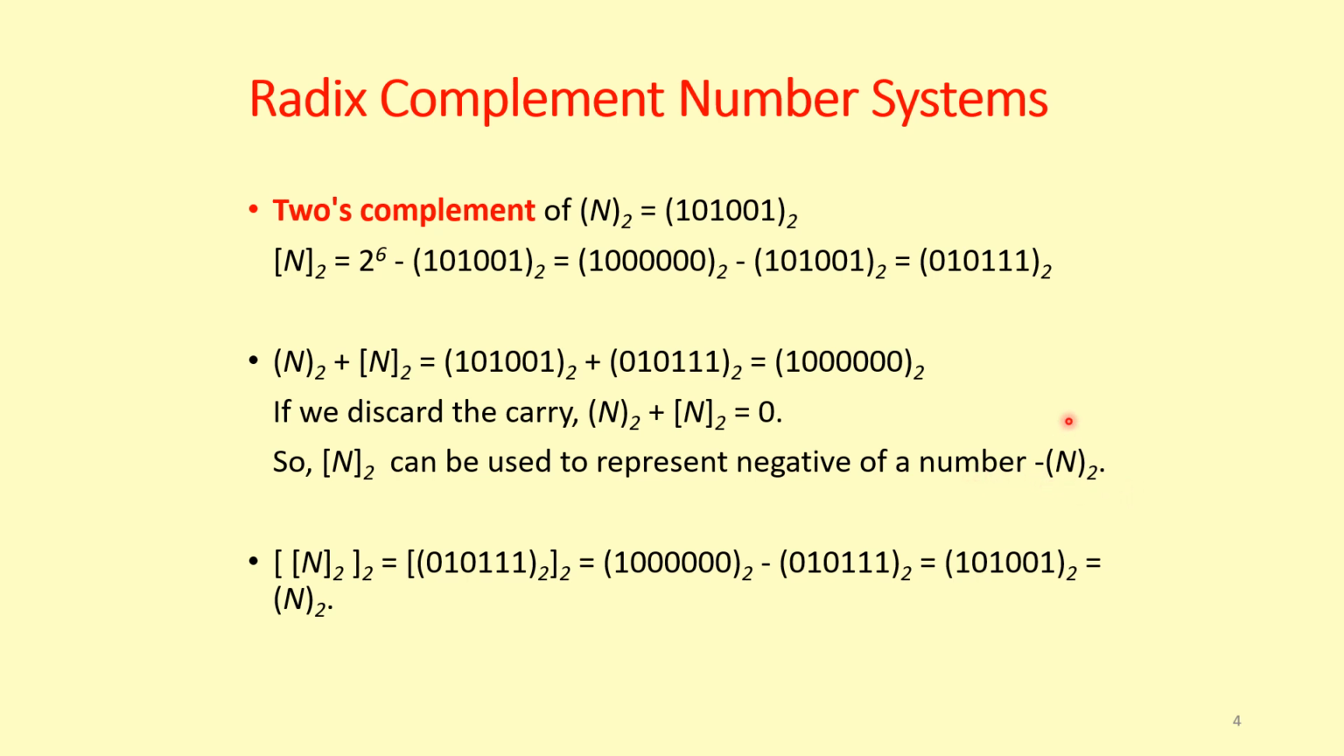Whatever the number was, the negative of that number is this. That's why when you add the number with its complement, you get the result as 0. And here it shows that if you take the complement of the complement, you get the original number back. That's why this 2's complement number system is used in a computer, because it represents the negative of the number.